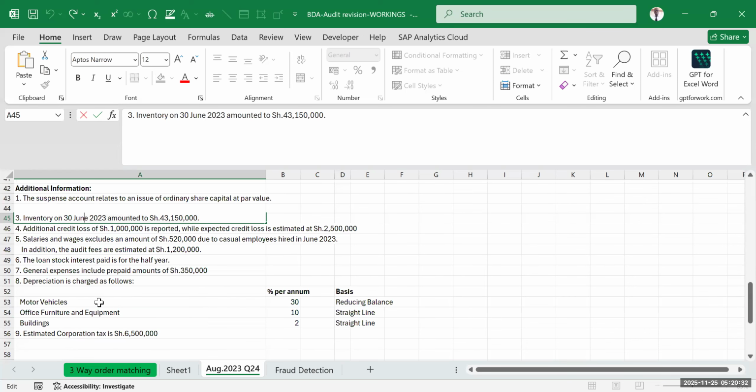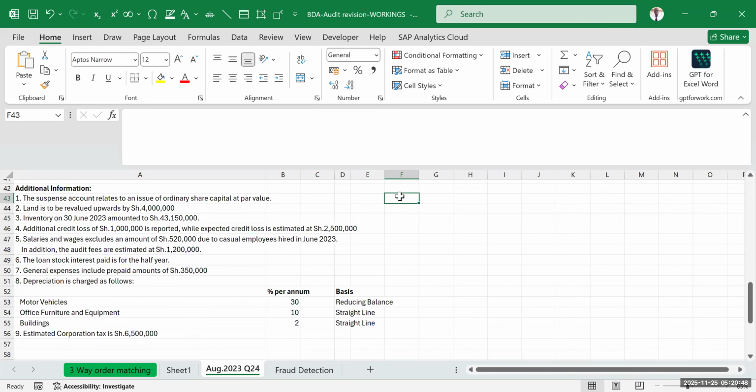Number 4, there is additional credit loss of 1 million, which is reported, while there is expected credit loss, which is estimated to be 2.5 million. So there are these terms. There is expected credit loss. Nowadays, they love these terms, and then they just talk about credit loss. We need just to remind ourselves of the difference between expected credit loss and credit loss.